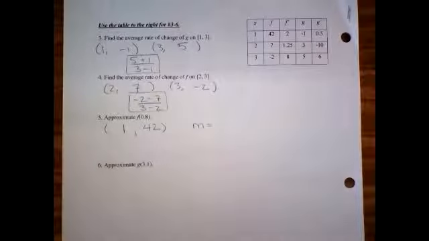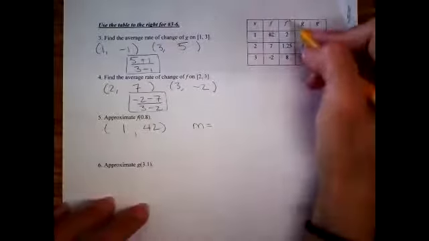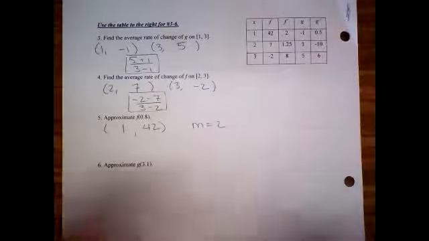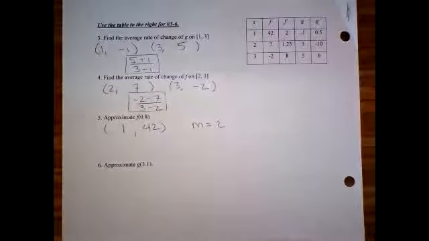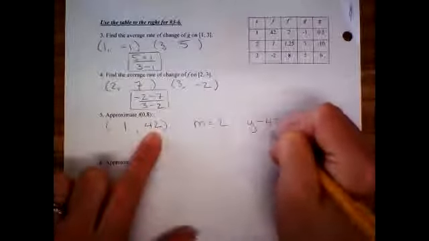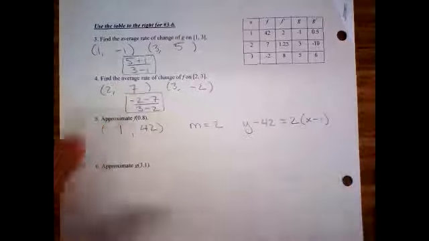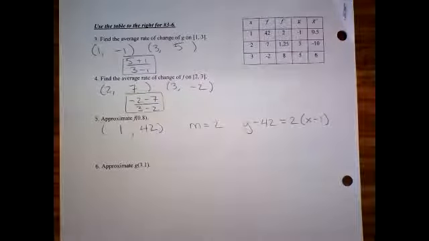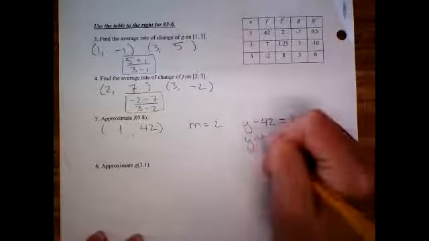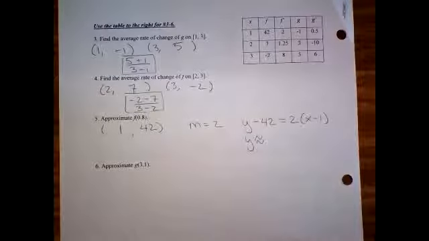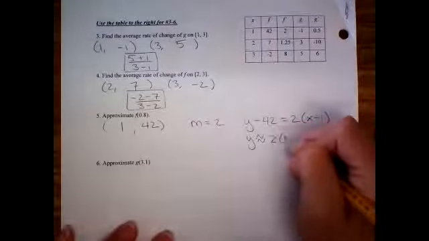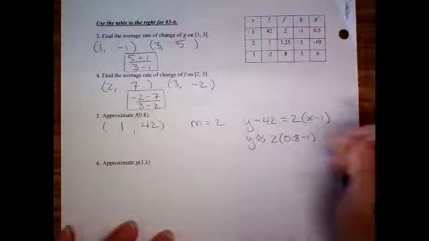1, 42. Slope comes from the derivative. So now you want to look at the F prime column for 1, which is 2. And so your equation is y minus 42 equals 2 times x minus 1. And to do the approximation, all you have to do is plug in, what was it, 0.8 and get the y by itself. So it'll be 2 times 0.8 minus 1 and then add over the 42.